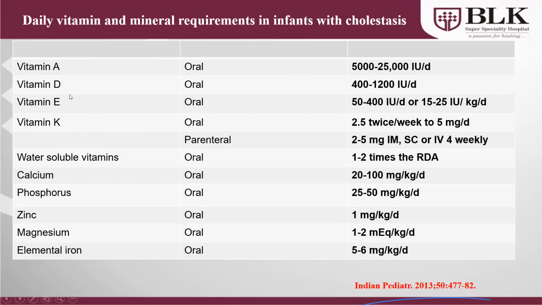And vitamin K is again very important because these kids can have intracranial hemorrhages or other ecchymosis. So regular substituting of vitamin K is very important in such kids. It can be given orally or parenterally. Water soluble vitamins can be given 1 to 2 times the recommended daily allowance, and certain minerals like calcium, phosphorus, zinc, magnesium and elemental iron should be added in their diet.